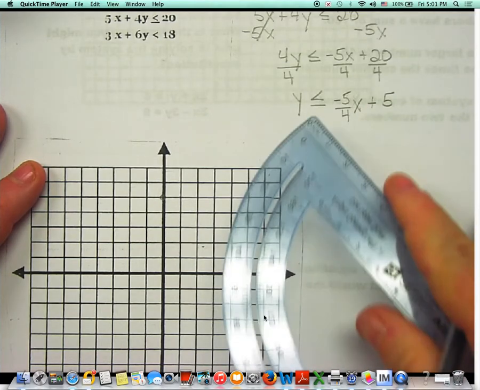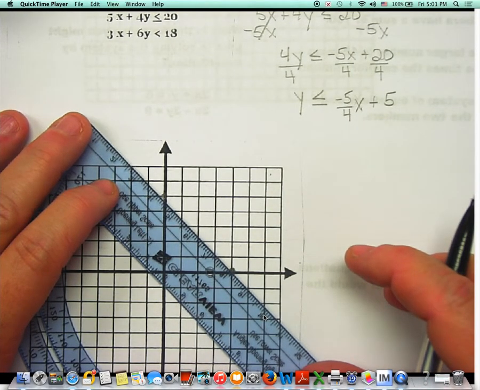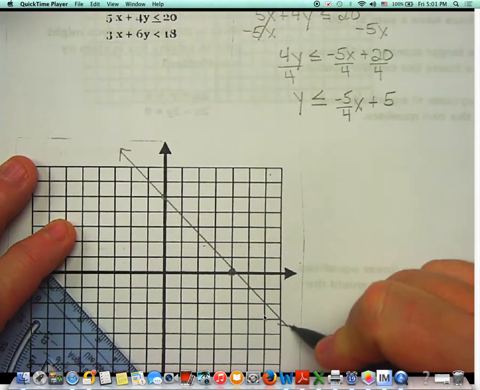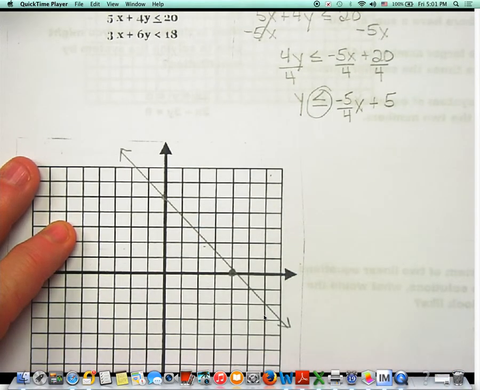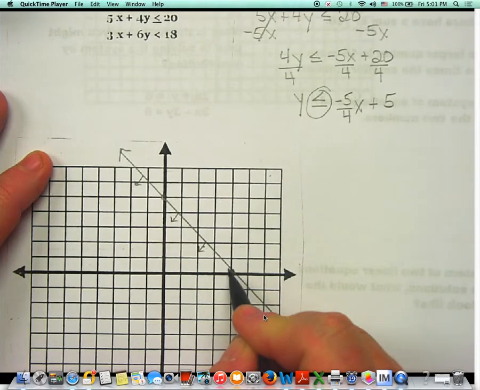And it has an equals, which means that I'm going to draw a solid line, not a dotted line, but a solid line. It's less than, so I'm going to shade below. So for right now, I'm just going to draw the arrows showing that this shades below.